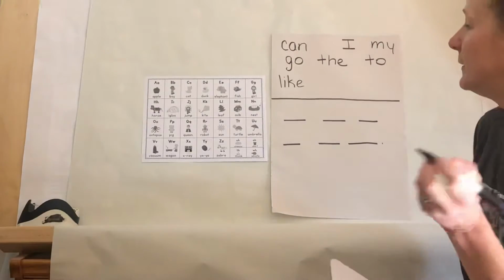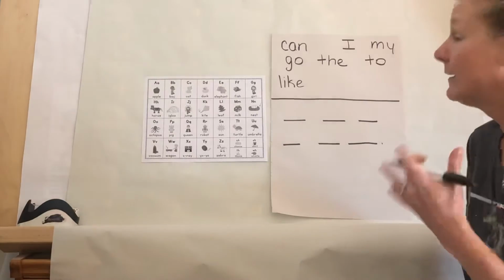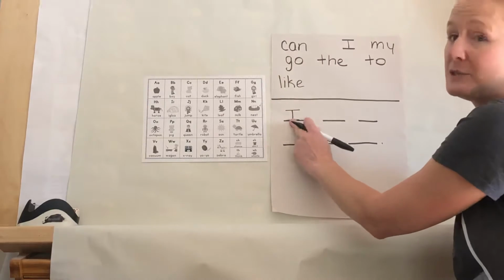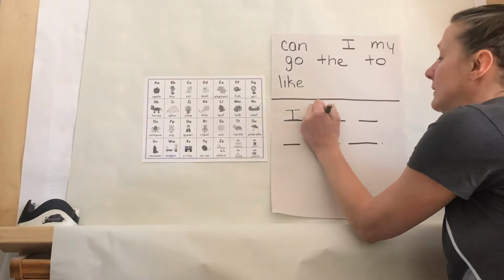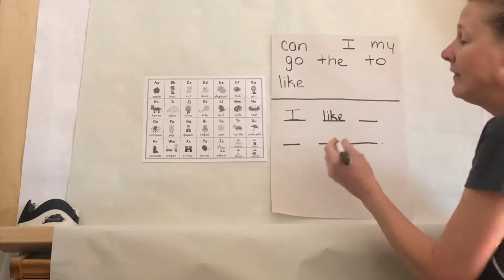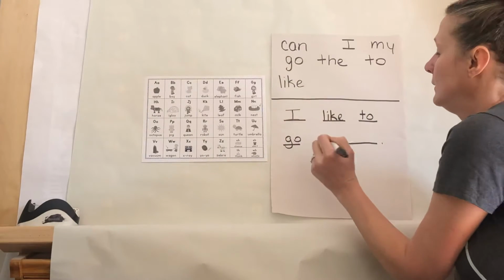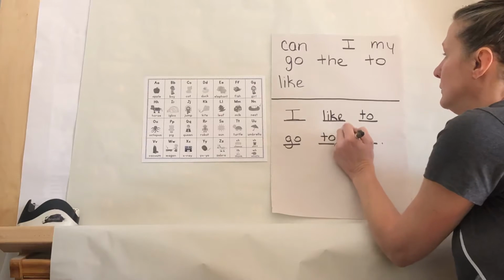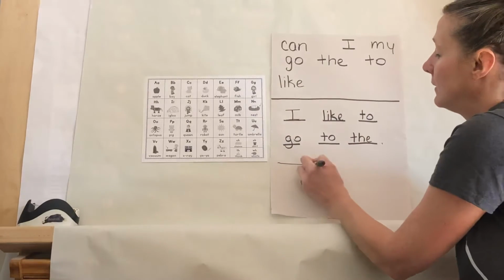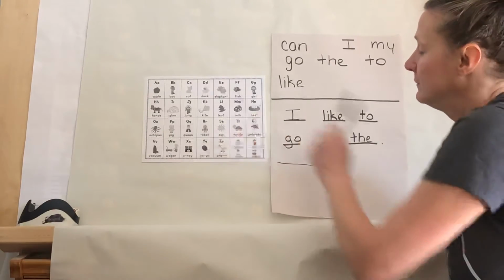So let's go ahead and begin. So brainstorm things that you might like. I. Sentence begins with a capital letter. Like. I'm going to say, I like to go to the, and all of those sight words are in my word bank. And I'll pick something from here.